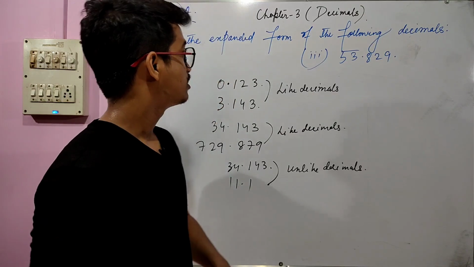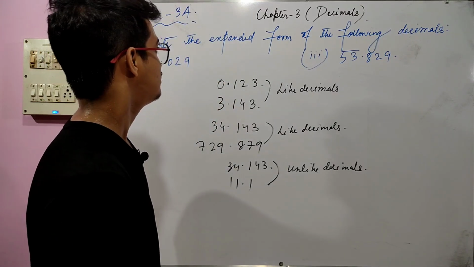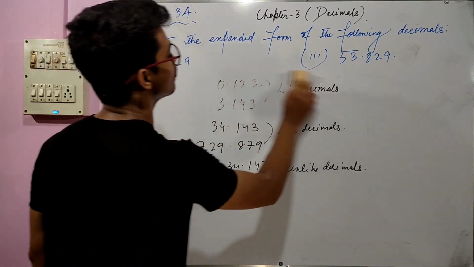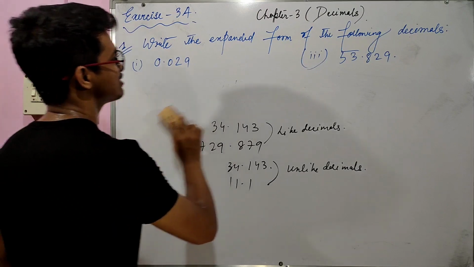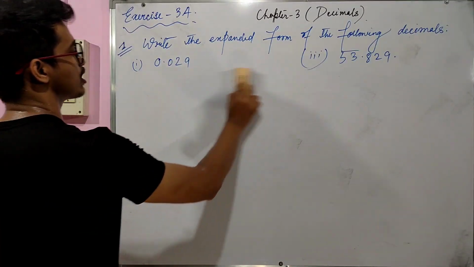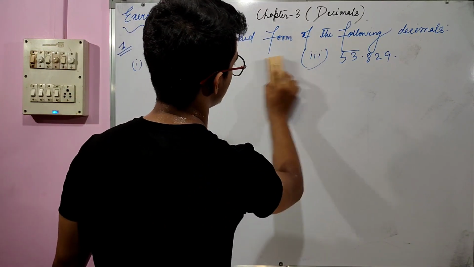And right now we are ready to deal with the questions of exercise 3a. So let's just start exercise 3a. What is the first question? Write the expanded form of the following fractions. And the first one is 0.029. So how will you expand it?